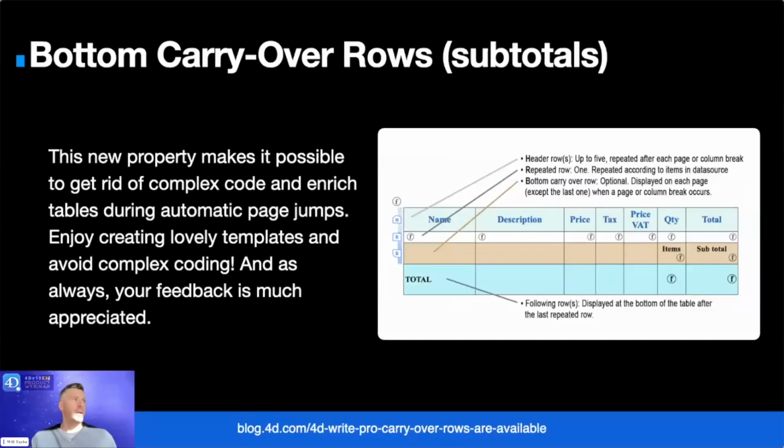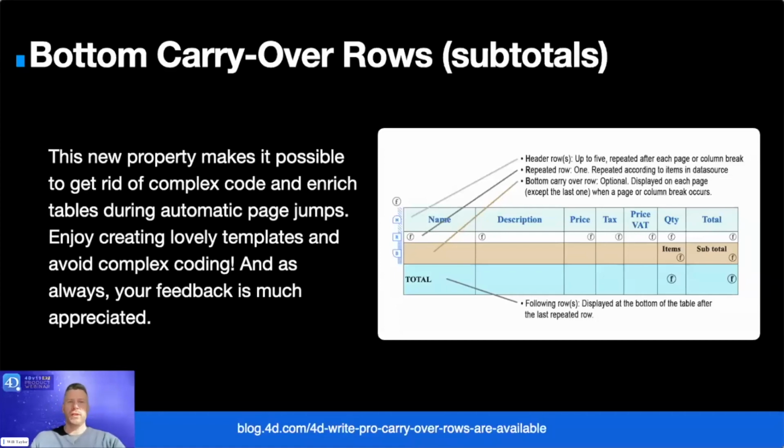The first one is the bottom carryover rows or subtotals. So imagine you have a big sales table, like a big invoice with a bunch of sales potentially spanning several pages. Great order, right? So at the end of one page, you'd like to calculate a subtotal and carry it over to the next page, include that in the calculations on the next page, and so on and so forth. And this is often necessary and sometimes even legally required when editing long invoices, for example.